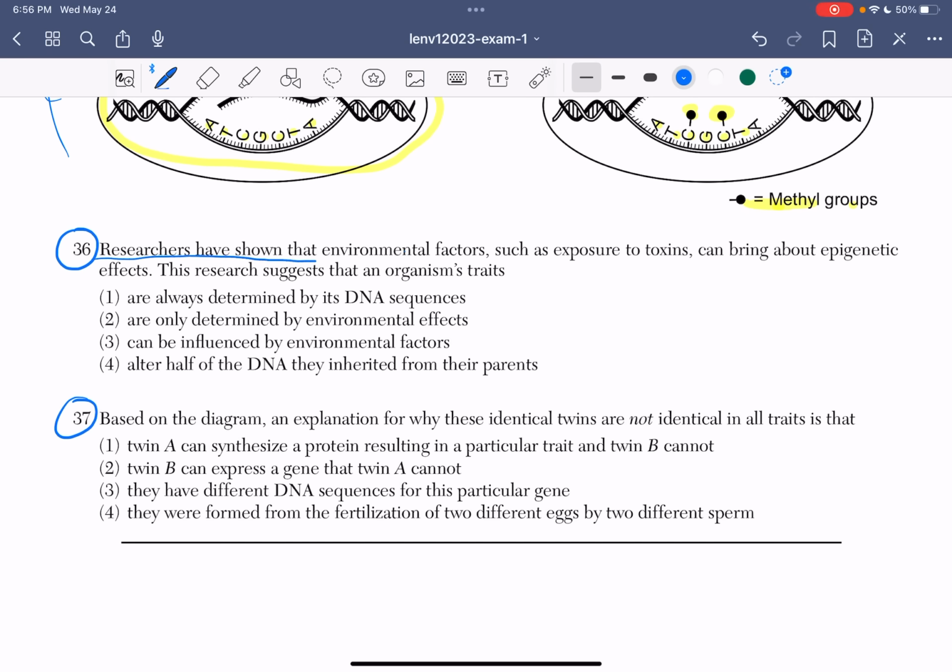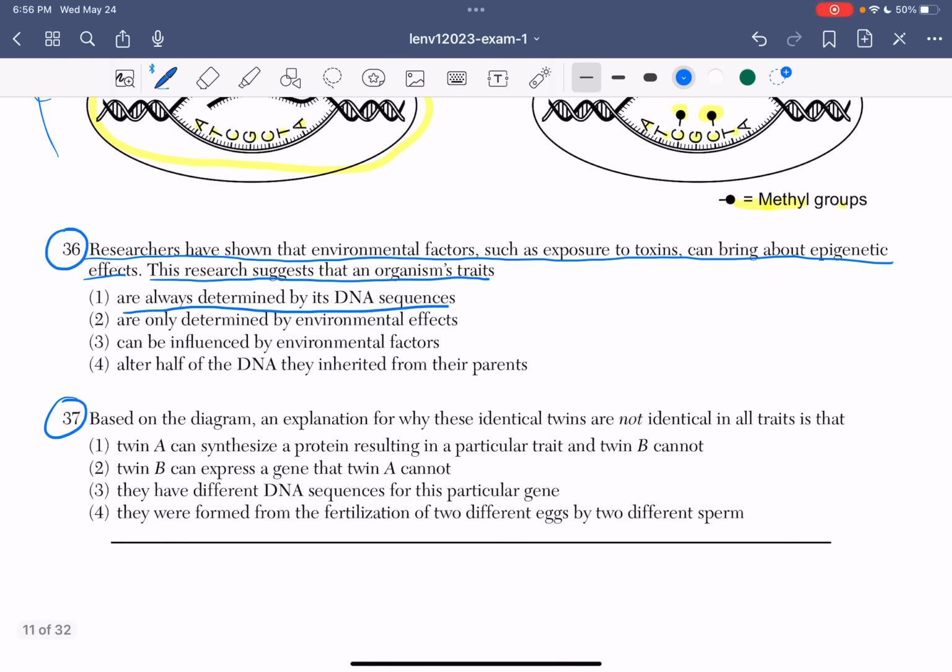Researchers have shown that environmental factors such as exposure to toxins can bring about epigenetic effects. This research suggests that an organism's traits, so let's take a look at the choices for number 36. Are always determined by its DNA sequence? No. Are only determined by environmental factors? No. Can be influenced by environmental factors? Absolutely. Your DNA can be influenced by environmental factors. So 36 is choice 3.